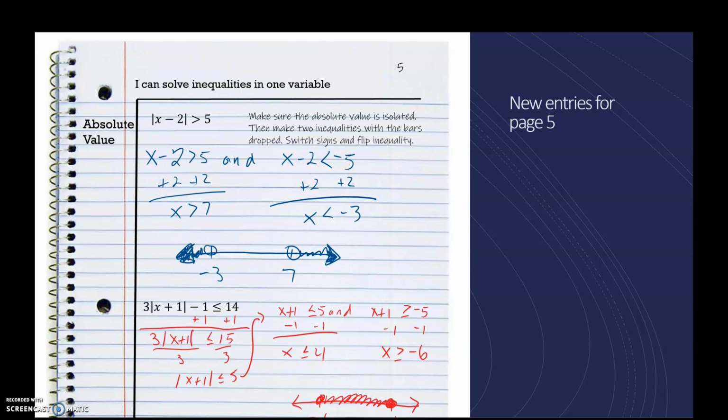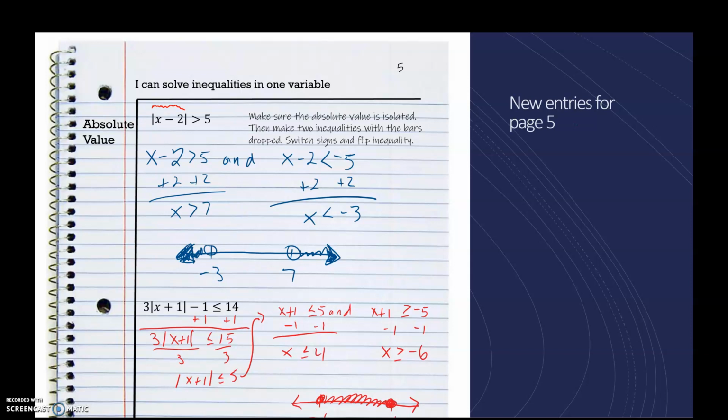Okay, now that you've copied it down, let's talk about what we have going on here. With absolute values, what you want to do is make sure that this little guy right here, whatever's in the absolute value, is all by itself. As you can see, the only thing on the left side is the x minus 2 in the bars. Once you've got that, you're going to make 2 inequalities. You're going to write it down just the way it is, drop the bars.